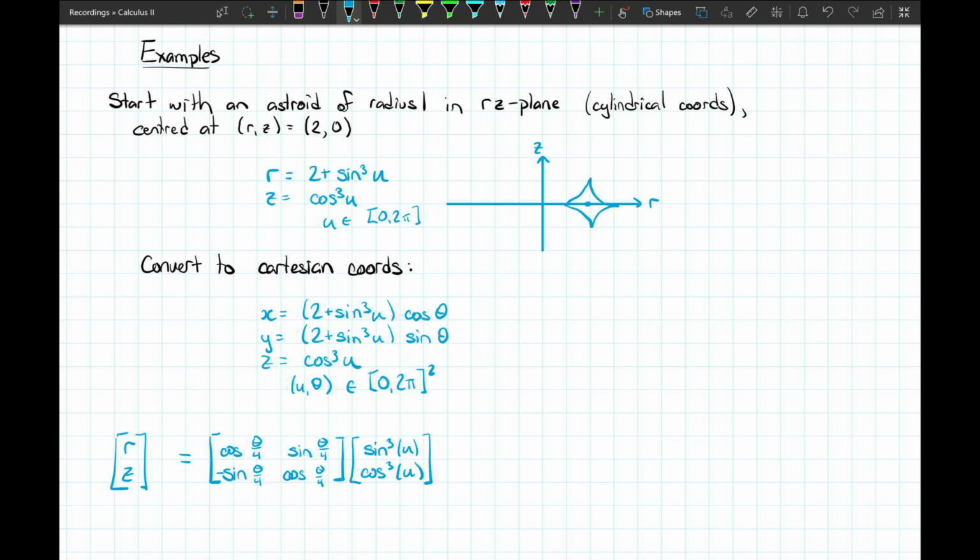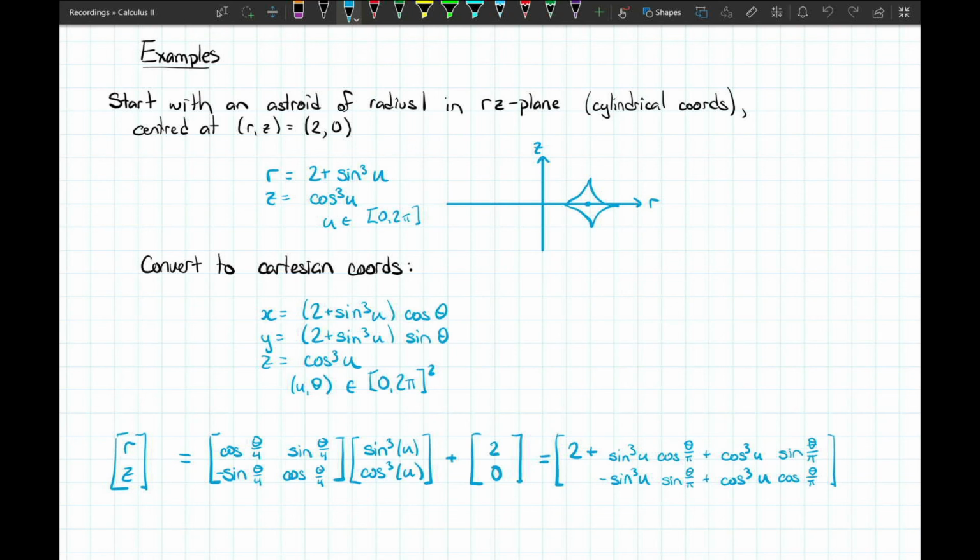Now I just need to make sure that I shift that 2 units along the r-axis. So I'm just going to add the vector 2, 0. As a result, that gets me the equation of this asteroid centered at r equals 2, z equals 0, and slowly being rotated as theta goes from 0 to 2 pi.